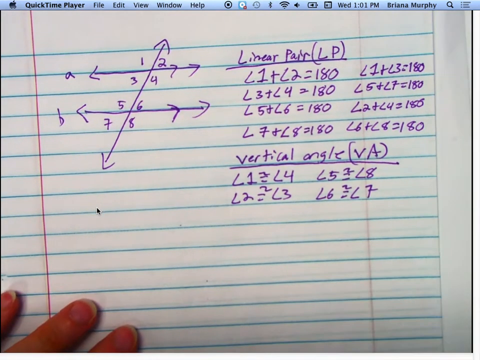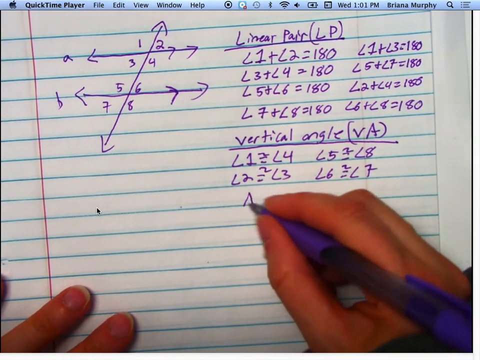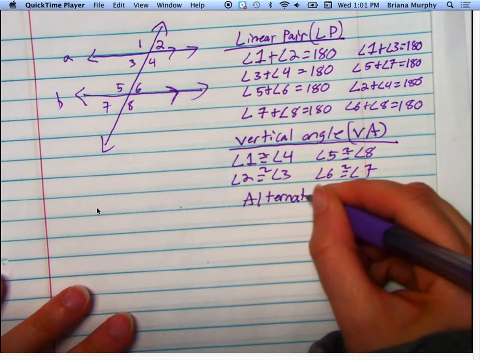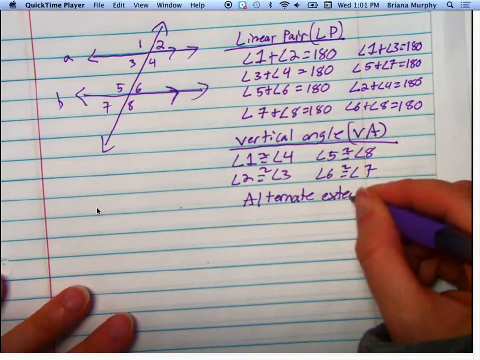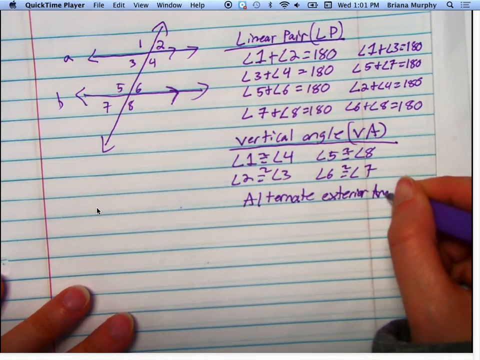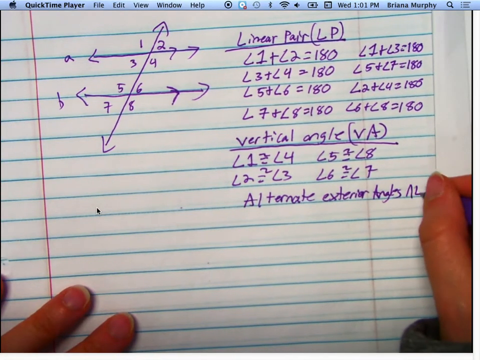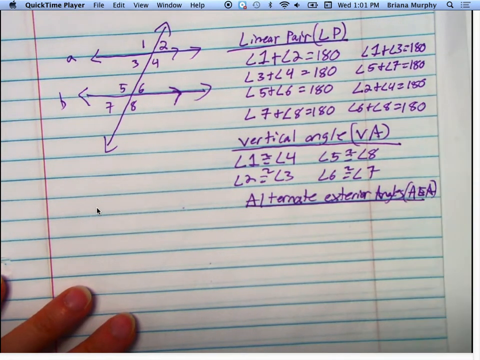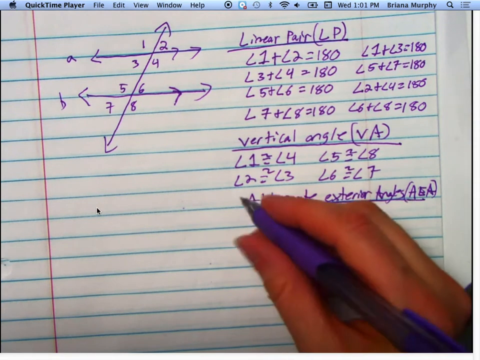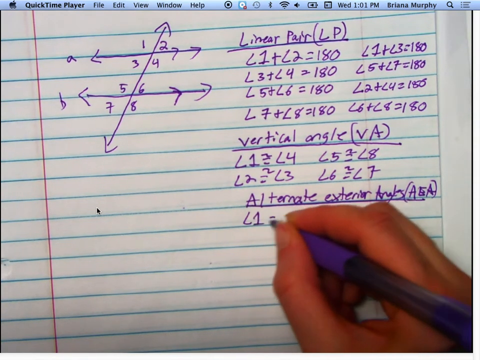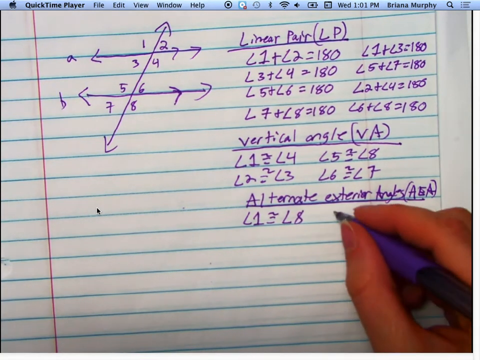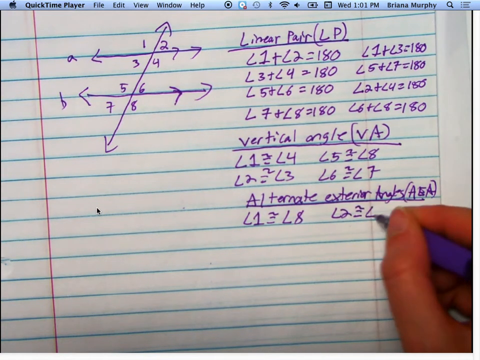Okay. Now we're going to talk about alternate exterior angles, or AEA. Alternate exterior angles are like angle 1 is congruent to angle 8. Can somebody tell me another one? Angle 2 is congruent to angle 7, yep. That's it.